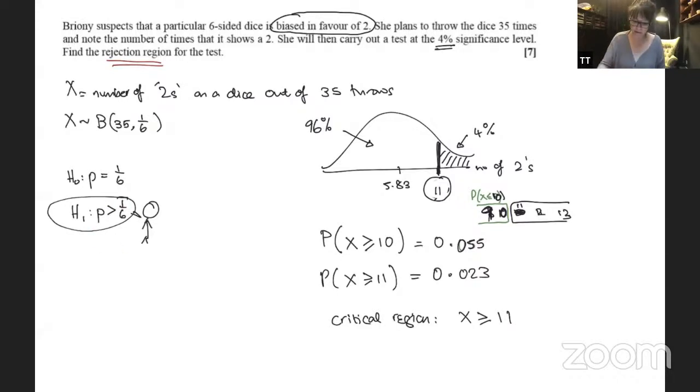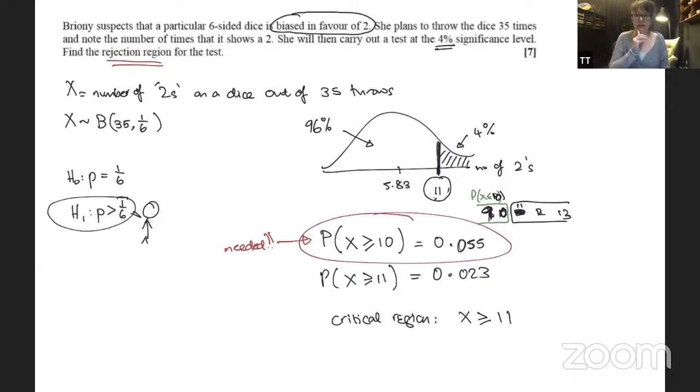Now, here's an important bit in terms of exam technique. This is needed. So if you do it on your calc, say you hit 11 straight off and went, oh, brilliant, that's less than 4%. You still need to check 10, because maybe 10 is less than 4% as well. Maybe 9 is. So you have to find the one which is not in the critical region to show that the one that is in the critical region is the first one in the critical region. So you do need to state the one that isn't in the critical region as well as the one in the critical region.